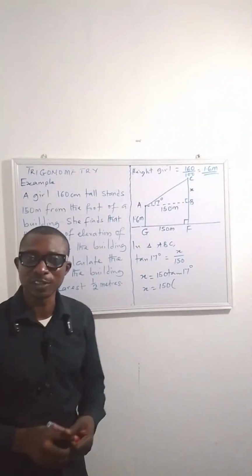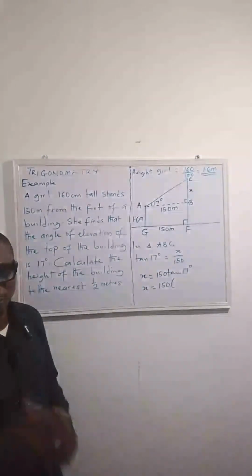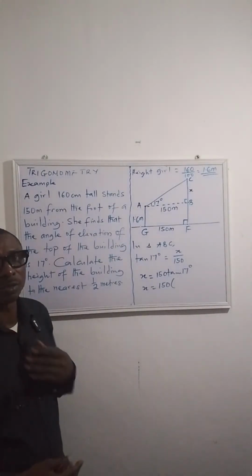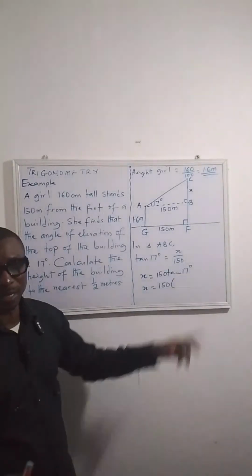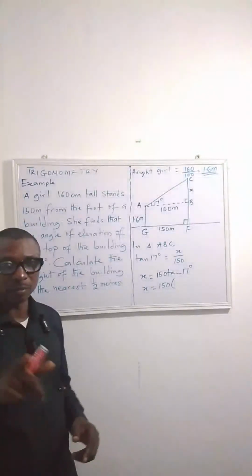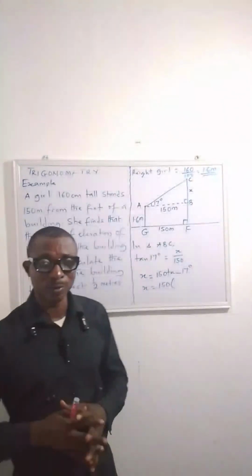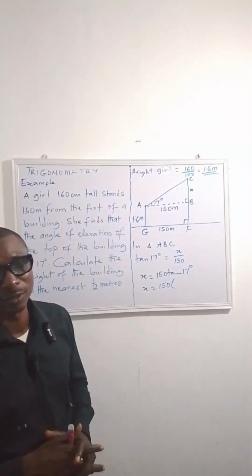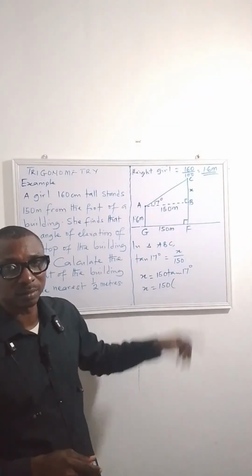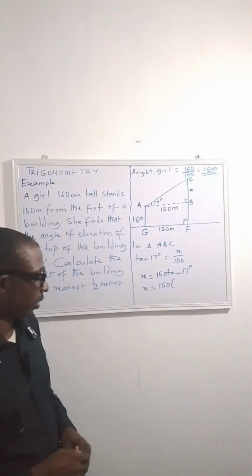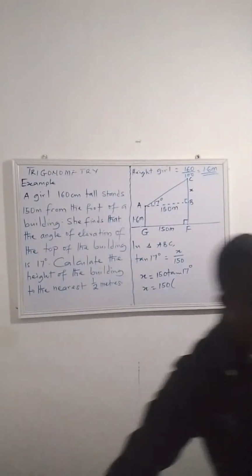So X equals 150 times, what is tan 17 degrees? It's now your turn to give me the answer to that. You can check your table if you have it with you. Just check tan of angles, you check 17 under 0. So what do you have? If you have checked, drop your answer in the comment section. And if you don't have your table with you, you can make use of your calculator. You just tap tan 17 degrees. Okay, so what do you have? Can you drop your answer in the comment section? Let's see what you have there.